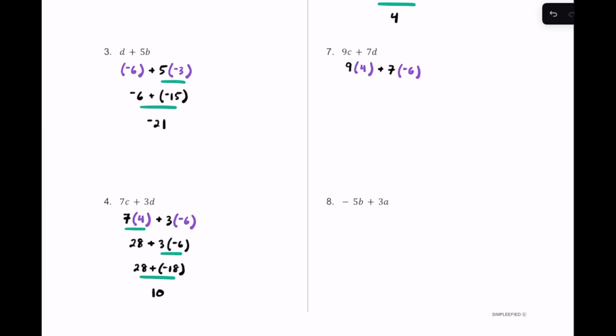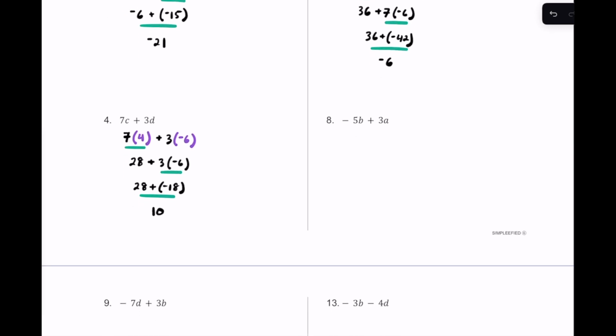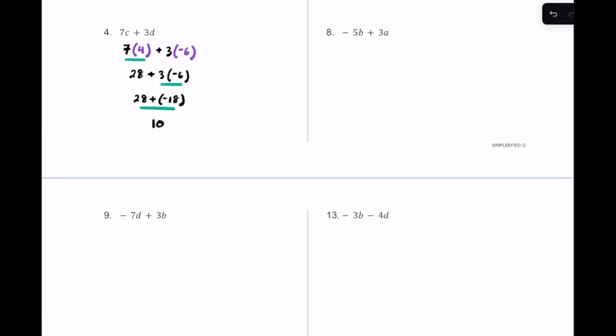Let's do the multiplication on the left first. So 9 times 4, that's going to equal 36. We have 36 plus 7 multiplied by this negative 6. Between this addition and multiplication, the multiplication is going to go first. So it's going to be 36 plus, and then 7 times negative 6 is going to be negative 42. And then finally 36 plus negative 42, I believe that's just 42 minus 36, and that is going to be a negative 6. For number 8 here, we have negative 5b plus 3a.